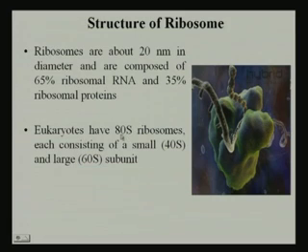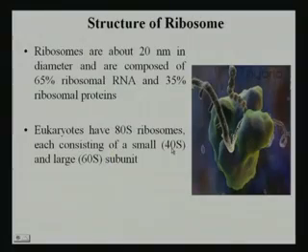Eukaryotes have 80S ribosomes, where the small unit is 40S and the larger unit is 60S. It is different from the prokaryotic system, where we have the 70S ribosome, the smaller unit is 30S and the larger unit is 50S. But in the case of eukaryotes, the smaller one is 40S and the larger one is the 60S subunit.